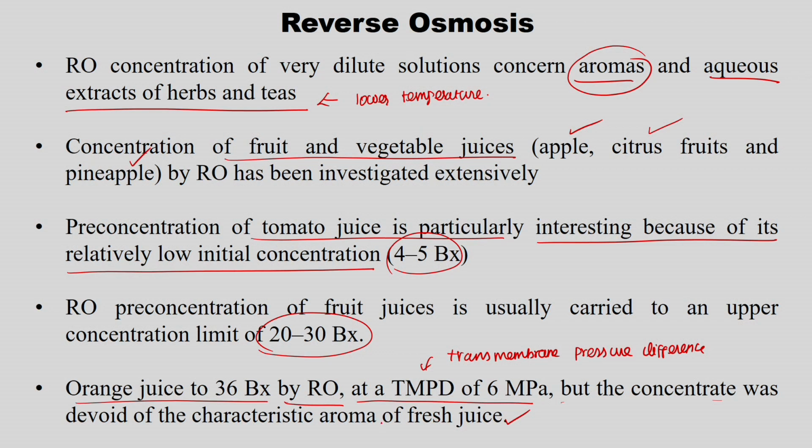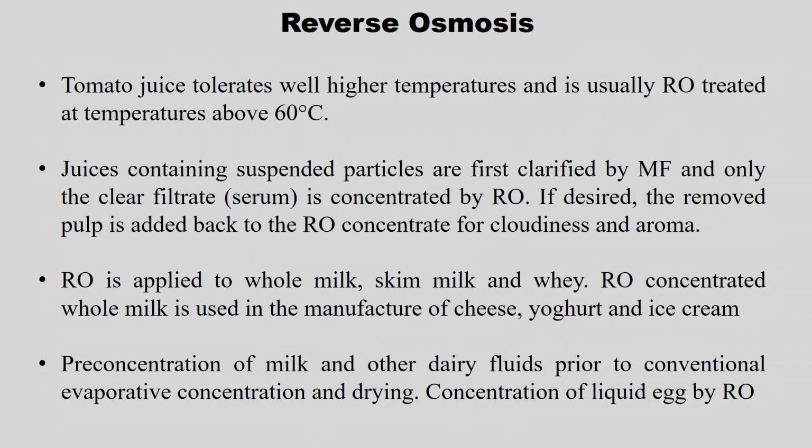So, when you choose RO for pre-concentration of any liquid product, these are all the important and critical factors we need to keep in mind. If I go for a higher temperature process, what happens to the volatile aroma, and if we are going for a higher concentration, how much osmotic pressure I need to apply and what is the viscosity of the product. So, this restricts what temperature I need to process my reverse osmosis at, or what concentration I need to choose for pre-concentration of liquid food. The tomato juice tolerates high temperatures well, and usually RO is carried out at temperatures above 60 degrees for tomato juice.